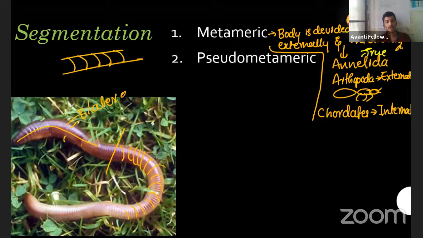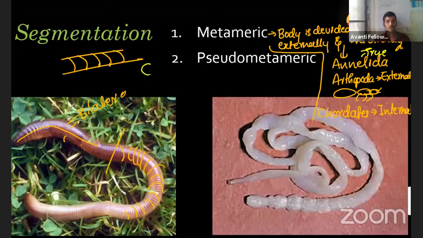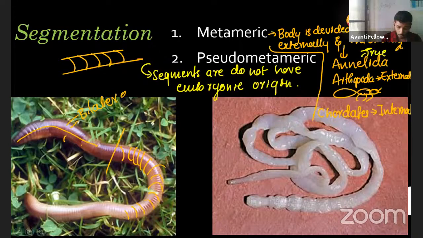So what is pseudo metameric then? Pseudo metameric means division will be there, but the segments do not have embryonic origin. What is the meaning of embryonic origin? All the segmentation in earthworm, in arthropoda, and in chordates, all those segmentations come from our embryonic stages.